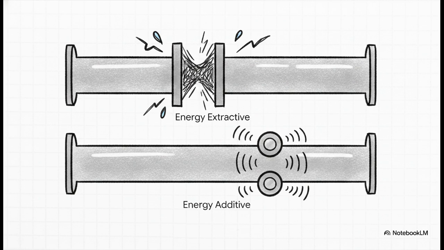Fluids that are incredibly viscous or highly corrosive, where restricting the flow just to measure a pressure drop isn't even an option. Well, that requires a completely different philosophy. In our next explainer, we're going to explore flow meters, comparing energy extractive methods against energy additive methods like magnetic and ultrasonic flow meters. Until then, ask yourself this: how much energy is your process giving up just to measure its own speed?